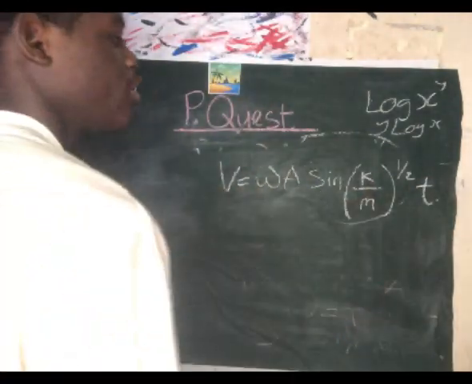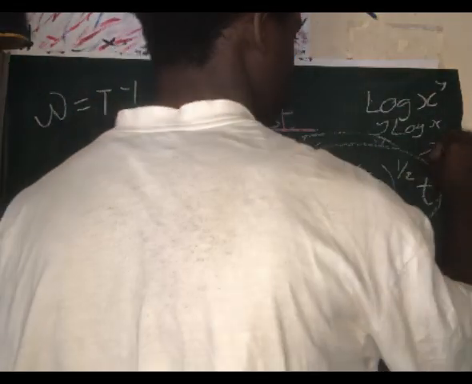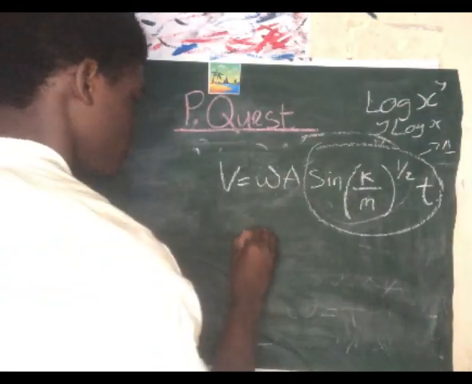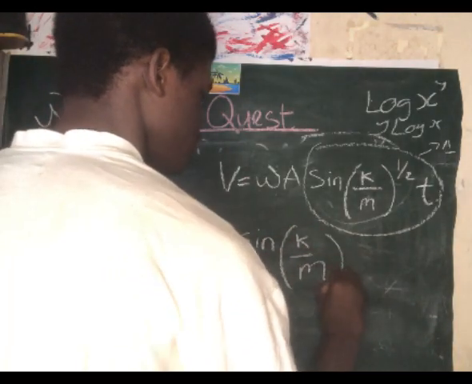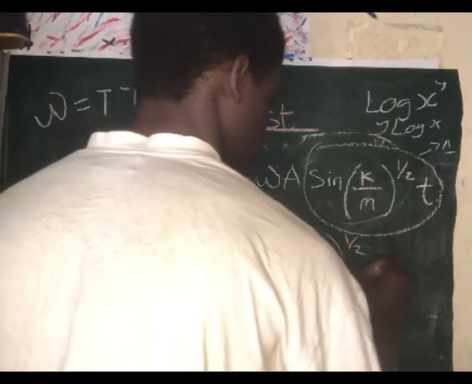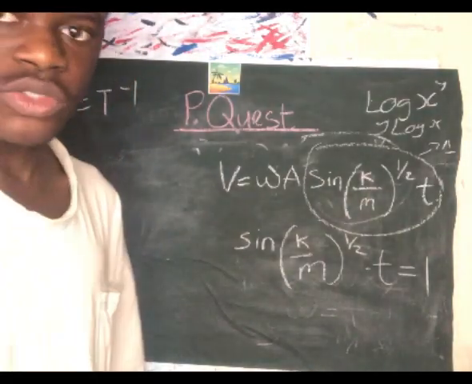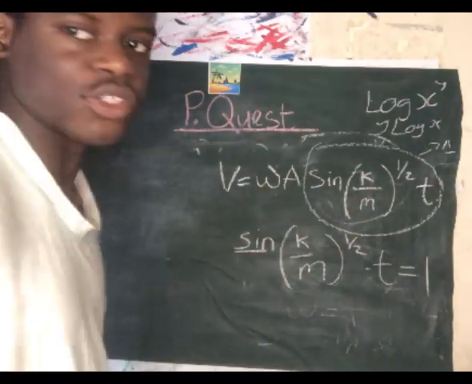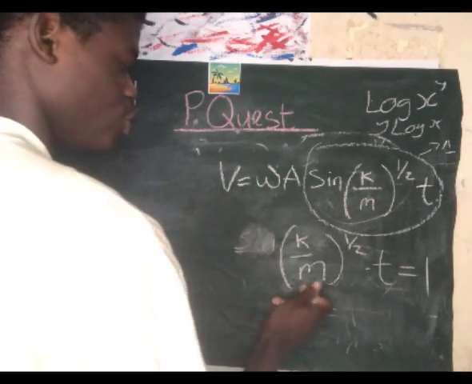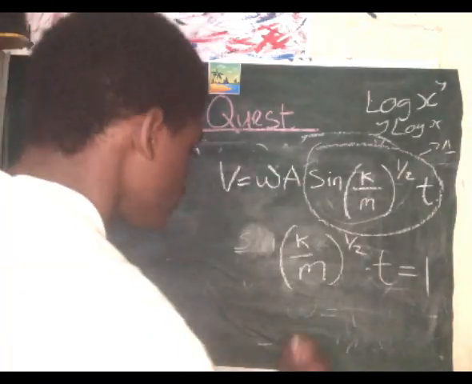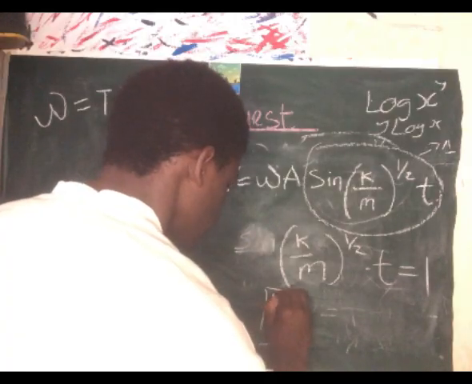So how did they get the one for K? Since we said everything here is 1, we can just equate it to 1. That will be sine of square root of K over M raised to power half, times T, is equal to 1. And this sine, you can just consider it as a constant and erase it, because this is dimensionless. It's just this angle we want to consider. So we can take it like this. This is square root of K over M.